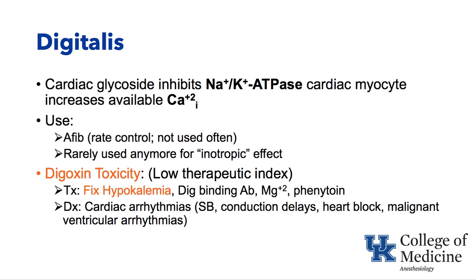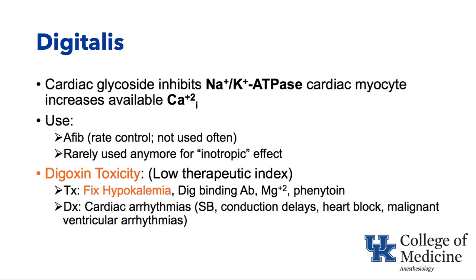Let's look at digitalis. Digitalis is a cardiac glycoside, as previously mentioned, that inhibits sodium-potassium ATPase in the cardiac myocyte, which then increases available intracellular calcium. In the past, it was used for atrial fibrillation in patients where you're attempting to control the ventricular rate. This is not used very often. We have drugs like amiodarone, diltiazem, beta blockers like esmolol and metoprolol that are more frequently used. And it's rarely used anymore for its, quote, inotropic effect.